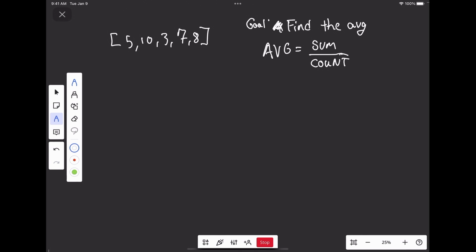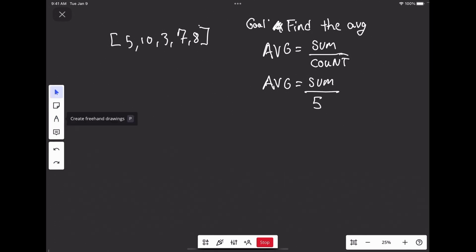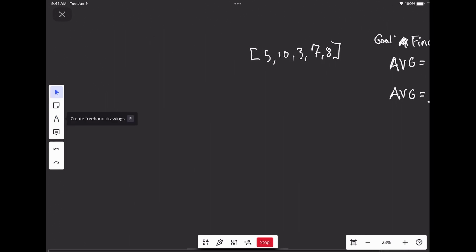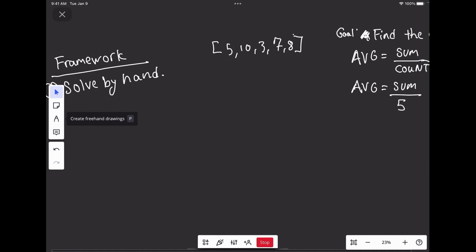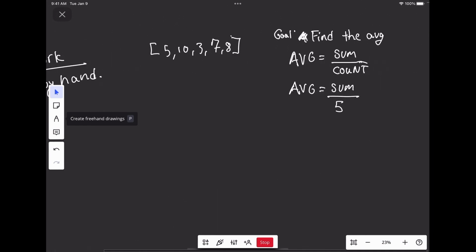Now, count is actually the easy part here. We know that the count is always going to be the same as the size of this array. I know that there's 1, 2, 3, 4, 5 elements in this list, so I know my count. I know I have to find the sum and divide that by 5 for this particular example. So what we're doing so far is step 1 of this framework that I have for solving these problems. Step 1 is solve by hand. Simple as that. Don't solve it with code, try to solve it by hand. So we've started this, right? We know half of our solution so far. What we need to do is this part, figure out the sum.